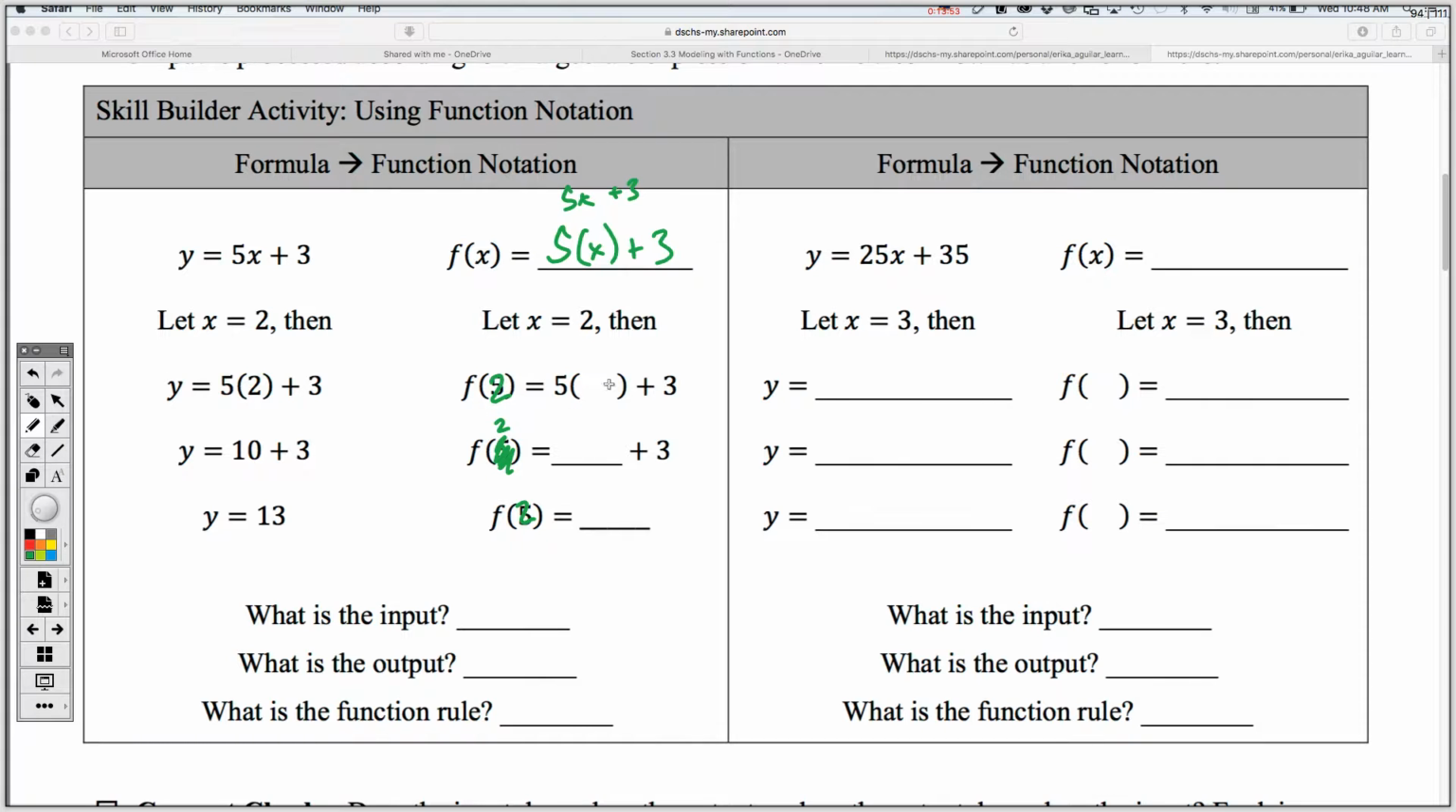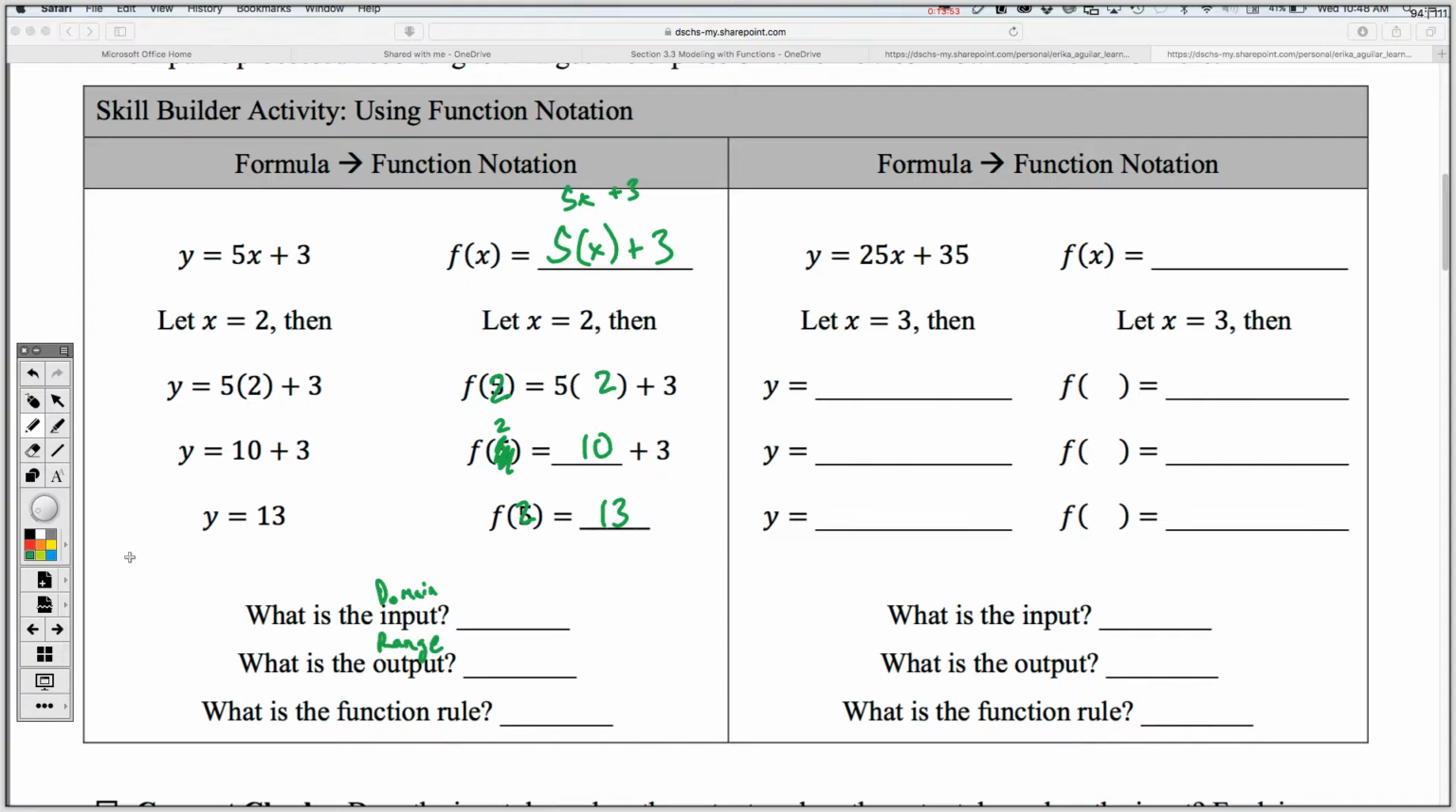So then we have the input is 2. What's 5 times 2? 10. What's 10 plus 3? Genius. All right, what was my input? Remember, my input is domain. My output is my range. So we're finding even more words for input and output, domain and range, and x and y.